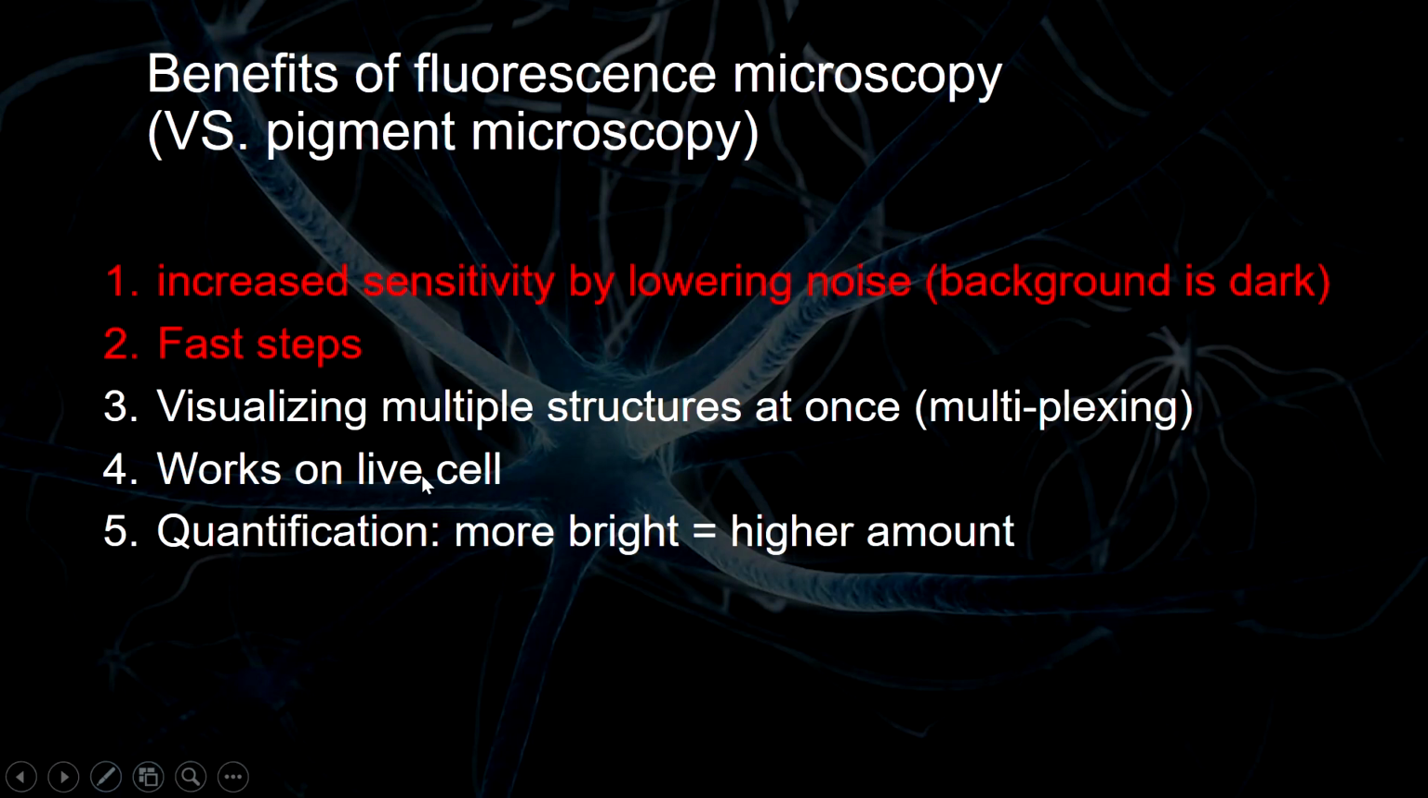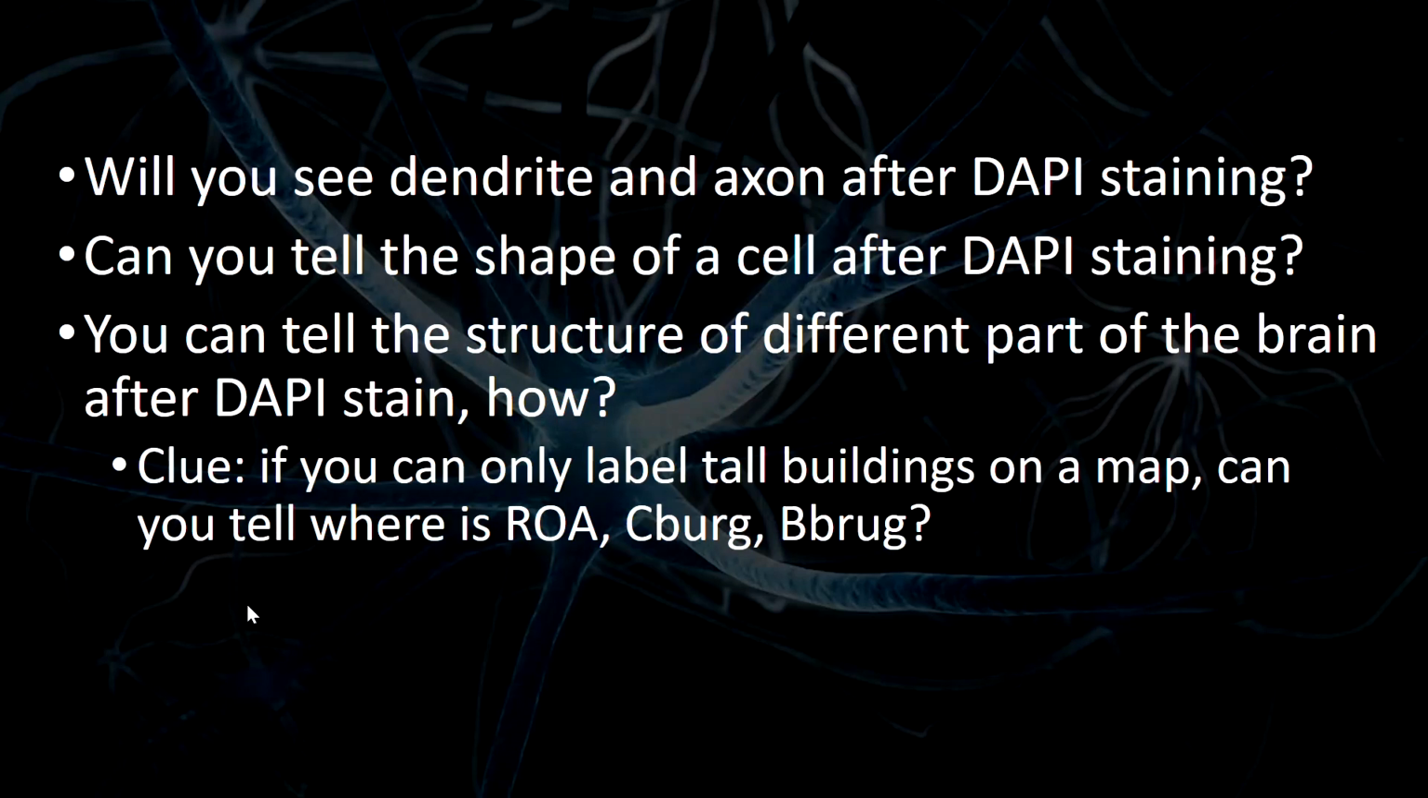Some pigments also work on living cells, but fluorophores usually work better. And with both of these techniques, you can quantify the molecules that you are trying to stain. Usually, the more colorful, brighter region means you have a greater amount of the protein or the molecule that you want to quantify. Okay, now I have some questions for you.